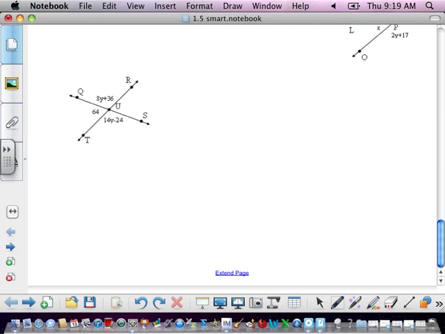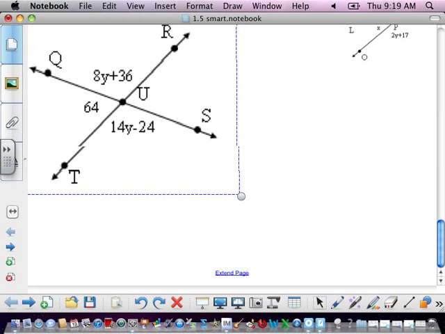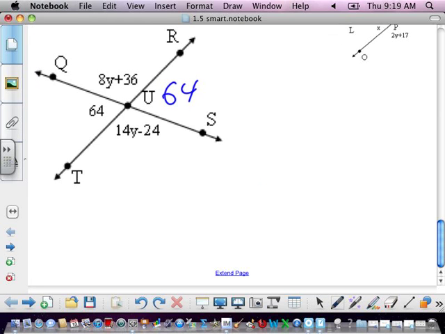All right, is there anything, let's make this bigger. I can't even see this, and I'm right in front of it. Nice, big. Okay. Is there anything I can put in right away from this? Yes, Dana, what? Angle what? There's more than one angle up here, so I can't call it that. I call it 64 because why? Do you guys see that? They're vertical angles.